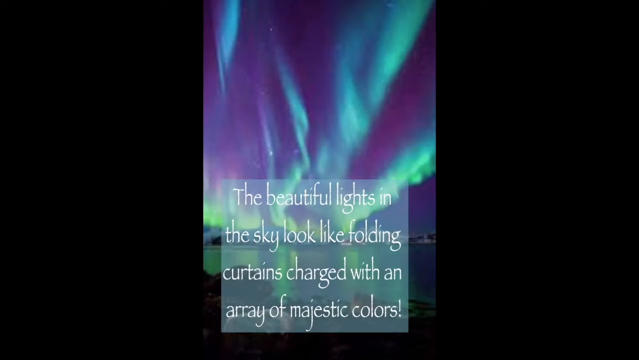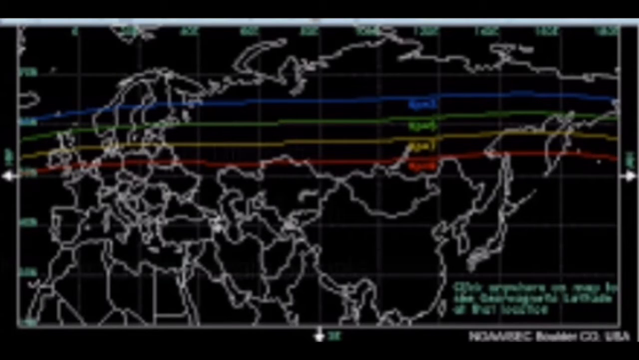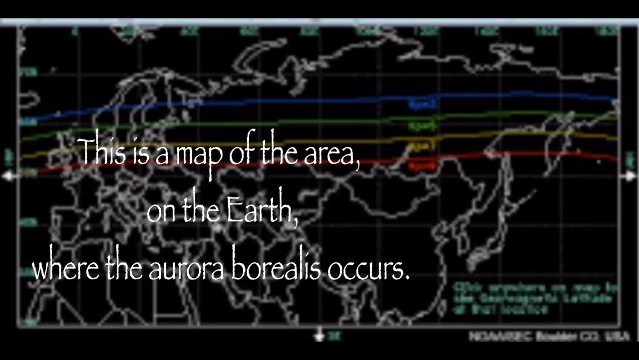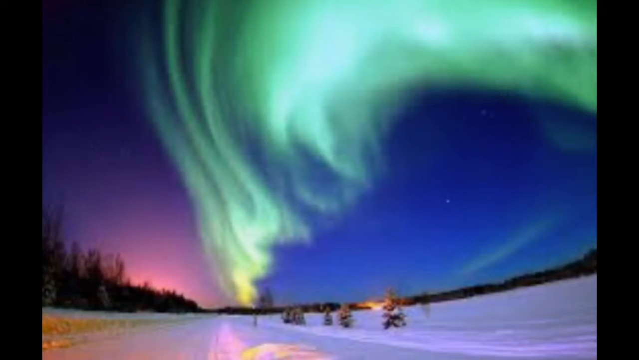It often appears looking like folding, colorful curtains in the sky. That's how you can look at it, and they're constantly changing shape. In old folk tales, people used to say that they could even hear the aurora make noise, like crackles and pops and slaps. So, I don't know.